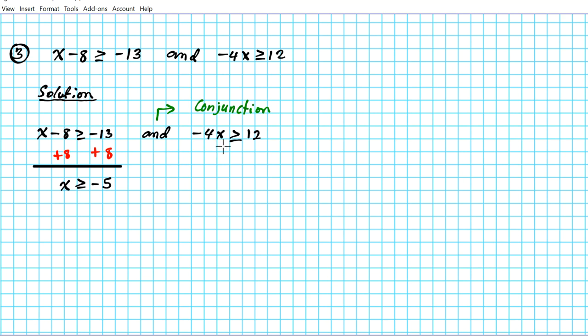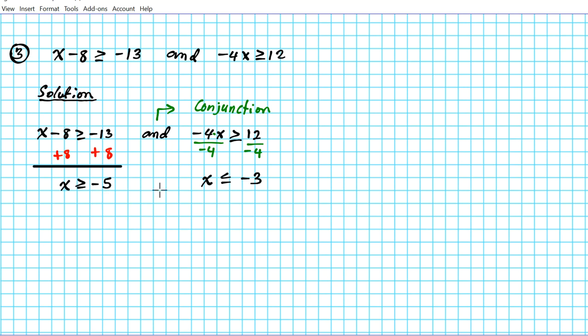All right, and then the second one, to get x isolated, we need to get rid of -4. It's been multiplied by x, right? So you divide both sides by -4. And then what do you get here? X is what? Since you divided by a negative, you have to switch the inequality symbol: less than or equal to -3.